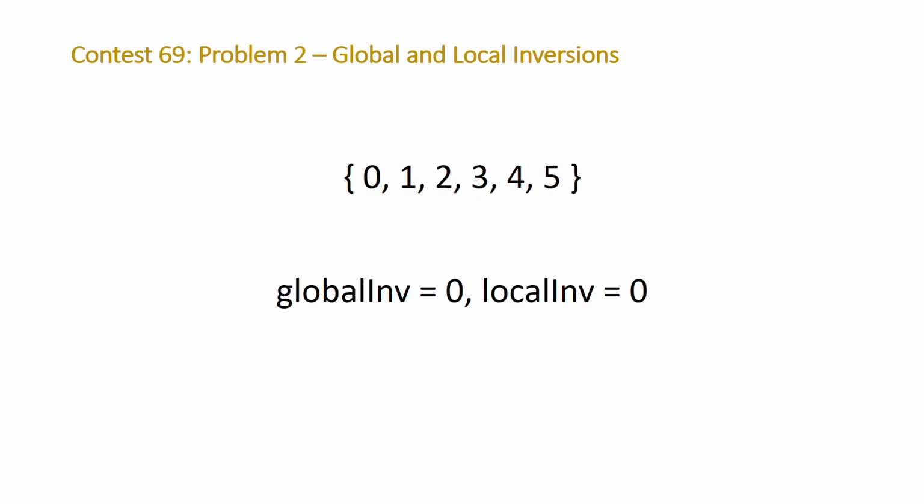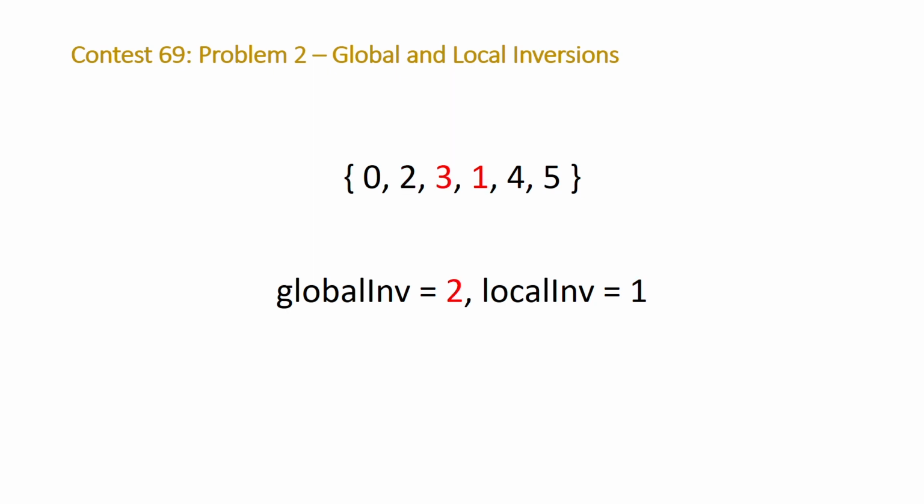So here we have an array of 6 elements. Right now, the global and local inversion counts are both 0 because there are no indices i and j, i less than j, such that the element at i is greater than the element at j. So basically, this is in sorted order. There's nothing out of place. However, if we swap indices 1 and 2, we increase both our global and local inversion count by 1.